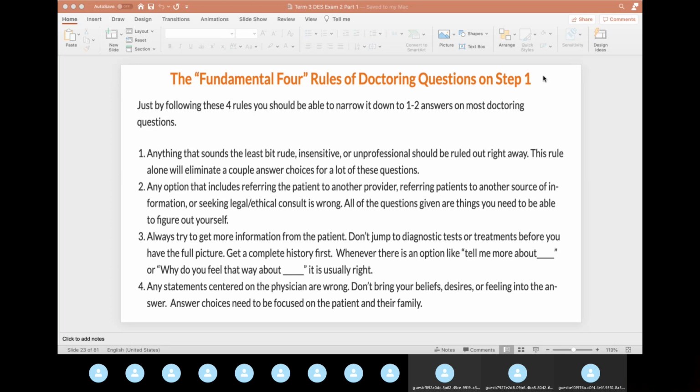Next, any statements centered on the physician are wrong. Please don't bring your beliefs, desires, or feelings into the answer. The answer choices need to be focused on the patient and their family. So those are the rules, for questions on your exam and also on Step 1.